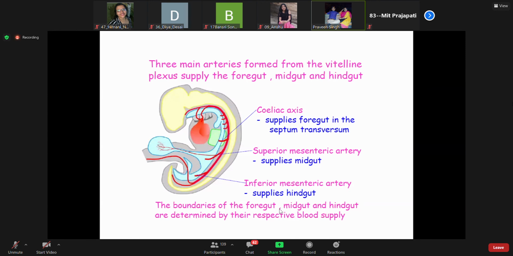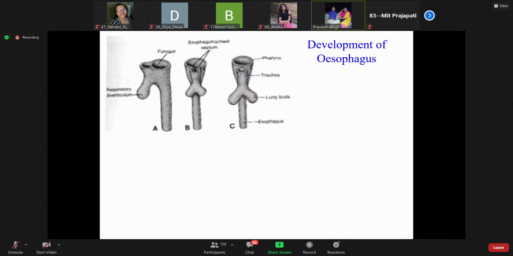Read the whole line again. The foregut, midgut, and hindgut are embryologically determined by blood vessels: the celiac trunk for the foregut, the superior mesenteric artery for the midgut, and the inferior mesenteric artery for the hindgut. All three are direct branches of the aorta, single, not paired, in the midline. Superiorly the celiac trunk, then the superior mesenteric, and then the inferior mesenteric. That is how they are situated. You should know this, as it can come as an objective question: what are the arteries of the foregut, midgut, and hindgut.